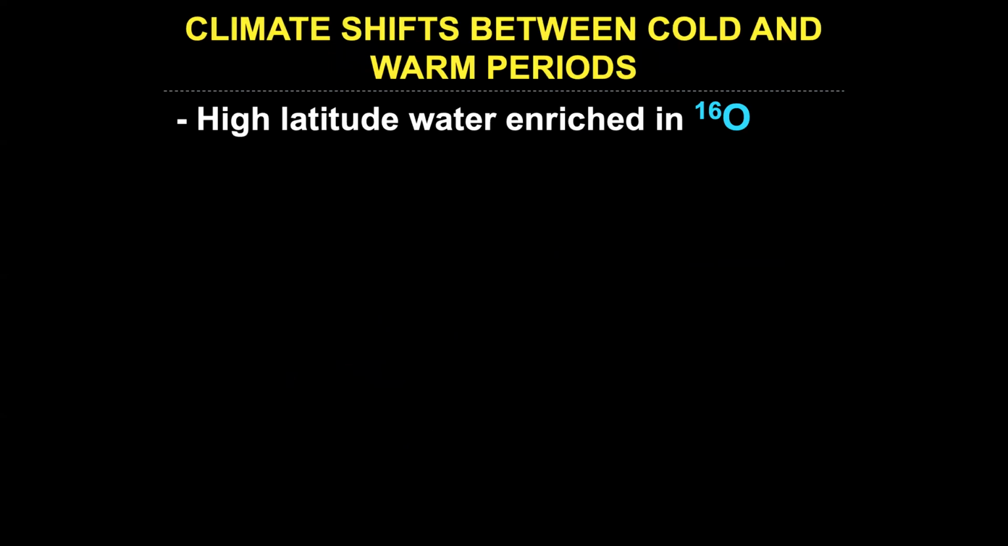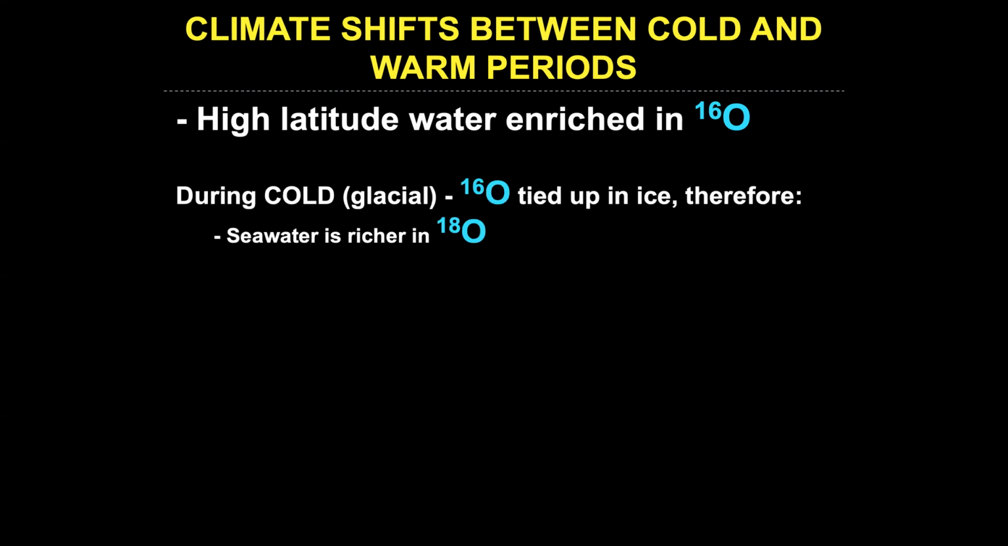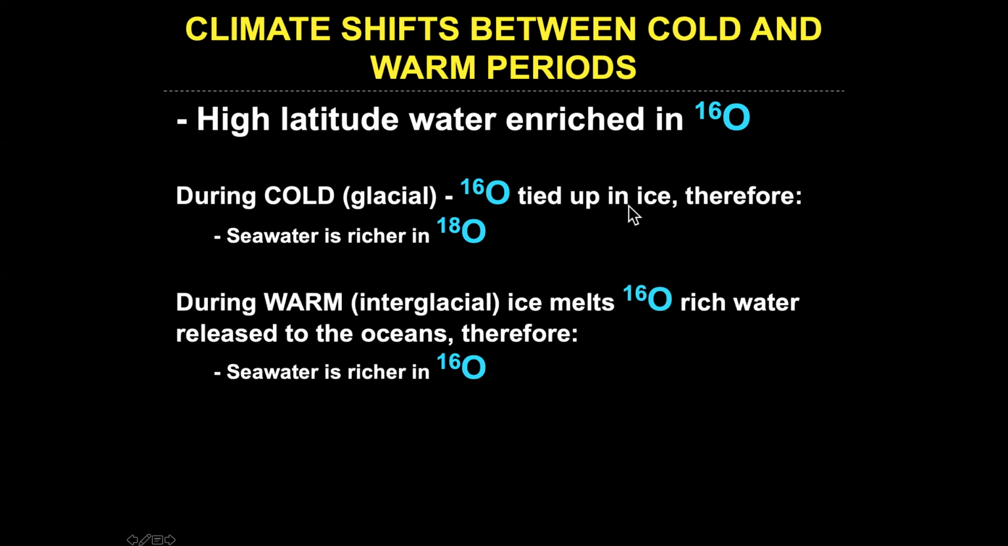So high latitude water is enriched in 16. Remember, it's lighter, so it can make it further north more easily. During a cold period, a glacial period, that 16O is tied up in the ice. Therefore, the seawater is richer in 18. Why? Because the 16 is in the form of ice. And during a warm period, as the ice melts, that 16O, which was tied up in the ice, is released into the ocean. So the water then becomes richer in 16.